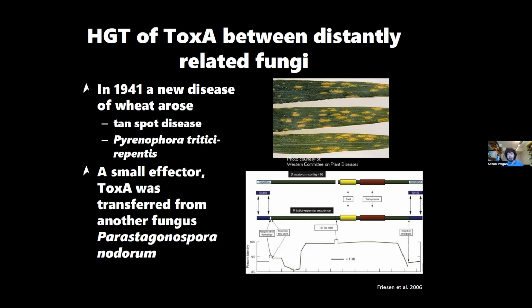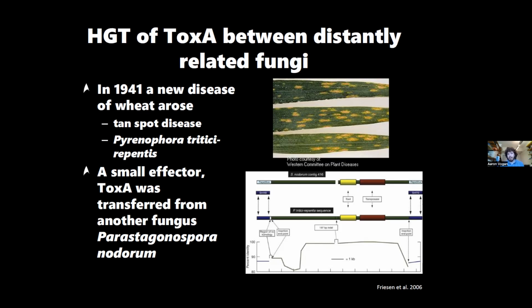And already quite a long time ago, they figured out what happened was that this very small effector gene, so effector genes are the ammunition that fungi typically use to infect plants, called ToxA, was actually transferred from another fungus called Parastagonospora nodorum through horizontal gene transfer. And it was pretty clear about that. But that's as far as that story went for about 20 years, 15 years, I suppose.